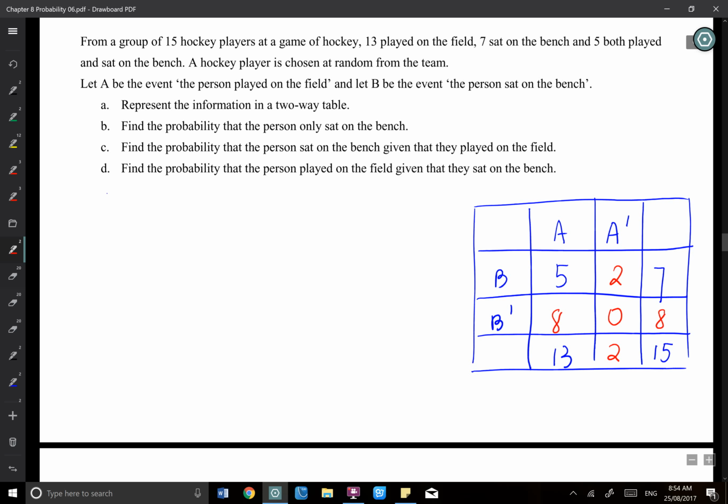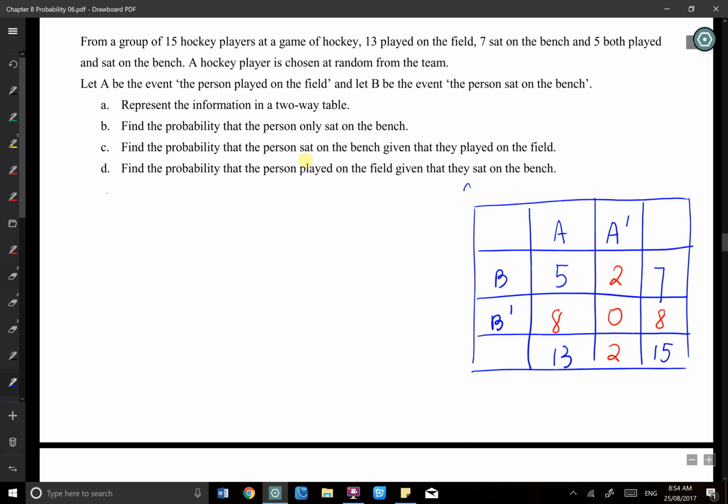Okay, add horizontally. 2 plus 5, 7; 8 plus 0, 8; 13 plus 2, 15. Vertically 5, 8, 13; 2, 0, 2; 7, 8, and 15. The 0 here makes sense, because you won't have anyone who does not play or not sit on the bench, otherwise why would they be in the team? So that will be 0. Which means we have a correct table here.